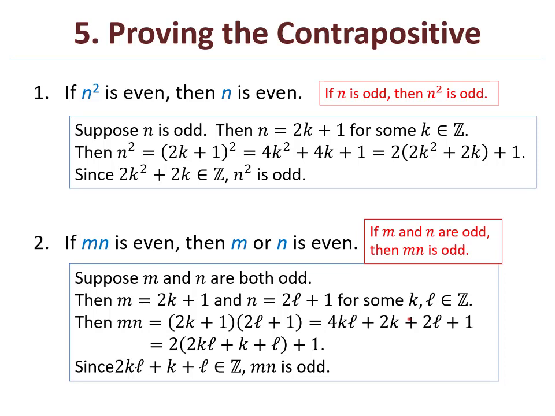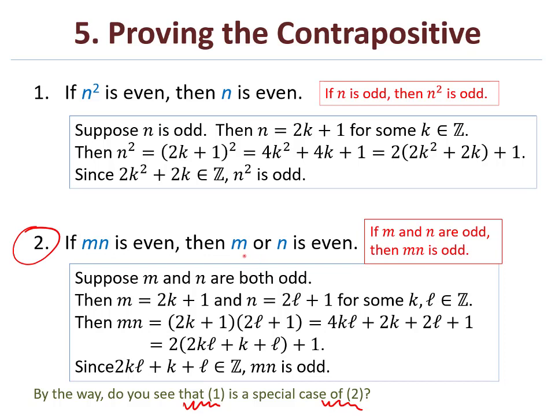One point I will make is that it's kind of curious that claim number one is actually a special case of claim number two. Did you notice that? Look at 2. If mn is even, then m or n is even. Well, what if m actually equals n? If m equals n, then claim number 1 follows, because mn then would be n squared, and that implies that either n or n is even. Oh yeah, look at that.